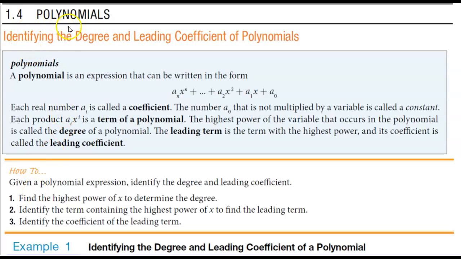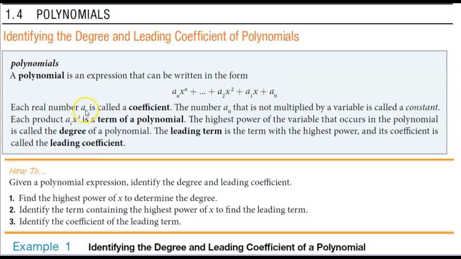Section 1.4 Polynomials. Identifying the degree and leading coefficient of polynomials. A polynomial is an expression that can be written in the form a subscript n x to the power of n plus ... a subscript 2 x squared plus a subscript 1 x plus a subscript 0.